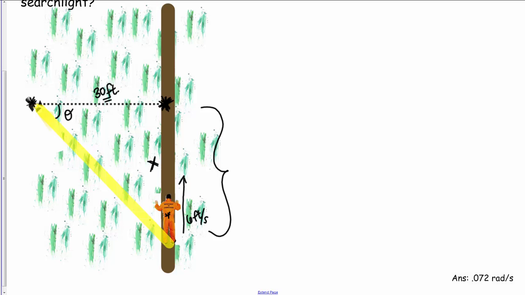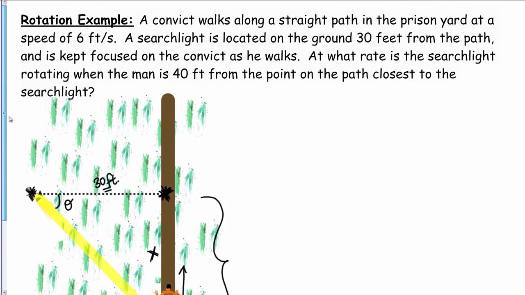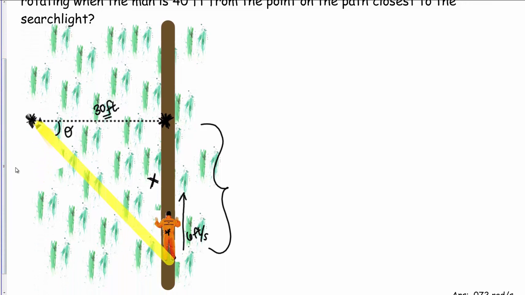Let's think about what rates we know and what rates we're trying to find. What are we given here? We're told that the convict walks along a straight path in the prison yard at a speed of 6 feet per second. That's a rate. Which variable in my picture does that correspond to? It's the speed he's walking along the path, so it's going to have something to do with x. So dx/dt. Remember, I'm thinking of this point here as my reference point.